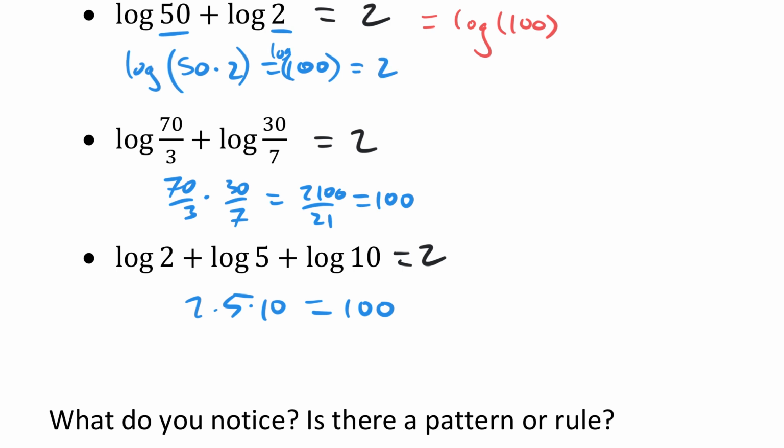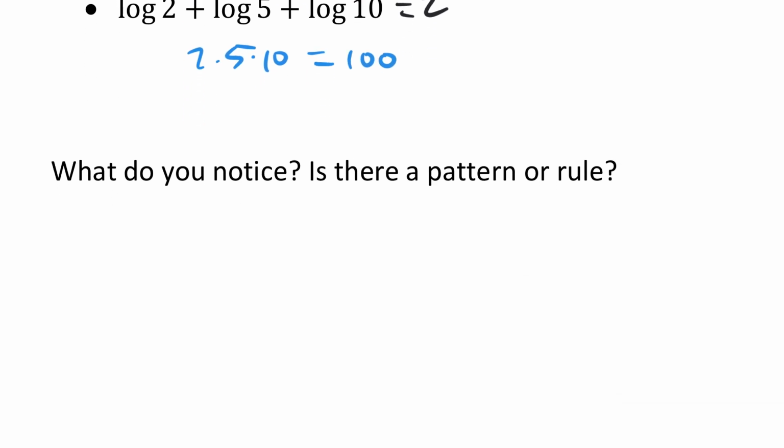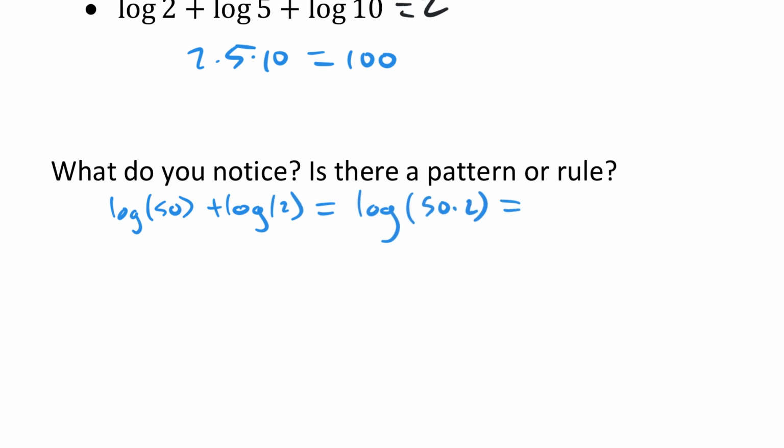It's almost like instead of logging the 50 and then adding the log of the 2, we could just multiply them first to get 100 and then log the whole thing. That's kind of interesting. If we were to write it out in symbols, it's sort of like this. We have log of 50 plus log of 2 is equal to log of 50 times 2, which is log of 100, which is 2.